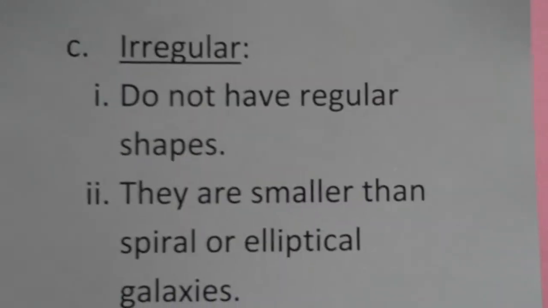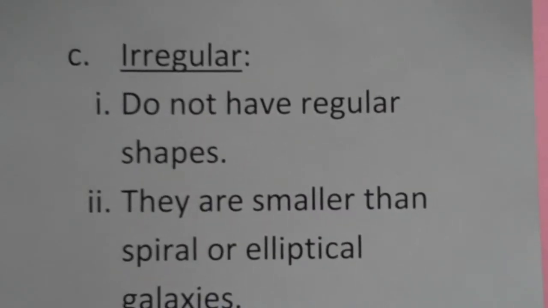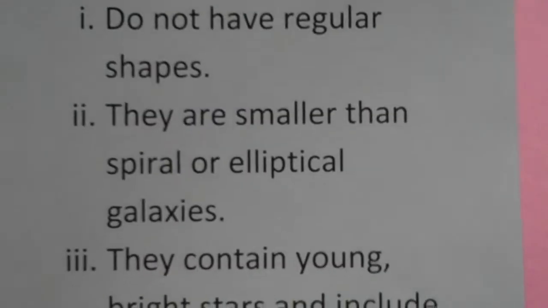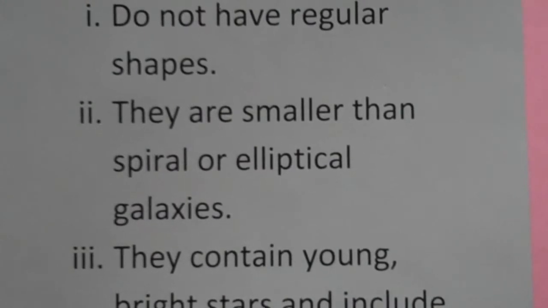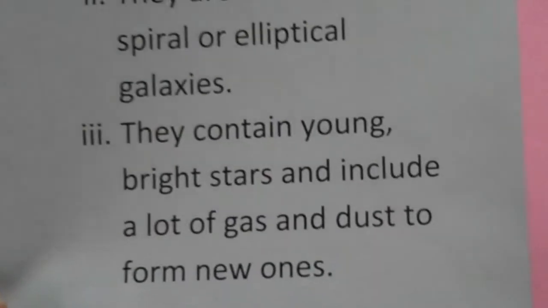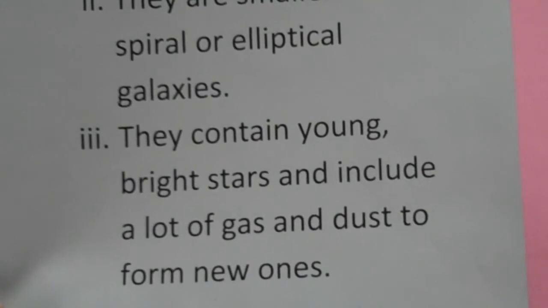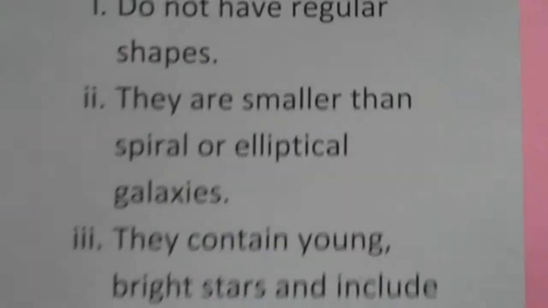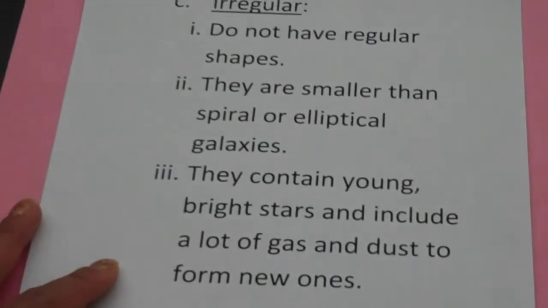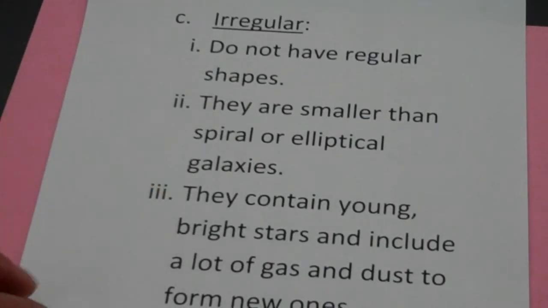Irregular galaxies do not have regular shapes. They are smaller than spiral and elliptical galaxies. They contain young bright stars and include lots of stars, gas, and dust to form new ones. So we have lots of bits of facts and information about the difference between those three.